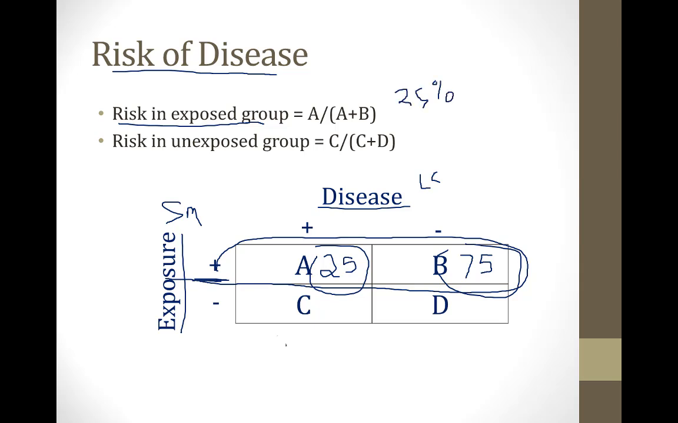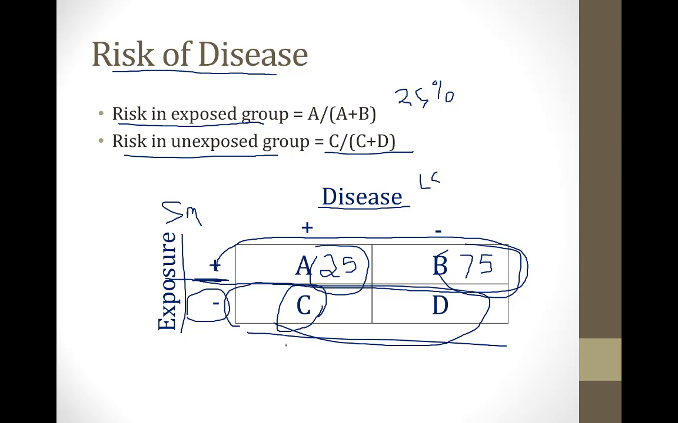And so you can do that for the top row to get the risk of disease in the exposed group. That would be A over A plus B. You can also do it in the bottom row among the patients who weren't exposed to smoking and get the risk in the unexposed. That would be C over C plus D. And all we're doing here is taking the percentage of patients that are in the disease positive column as compared to the total in the entire row.